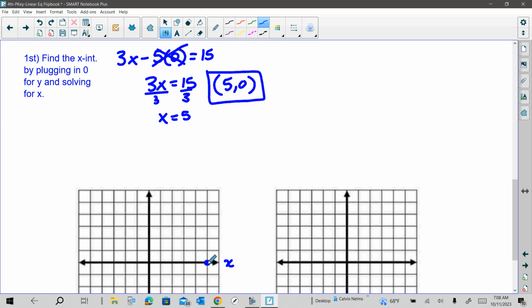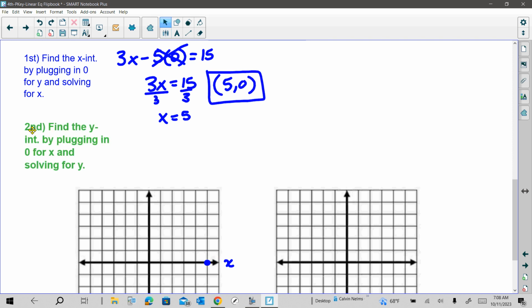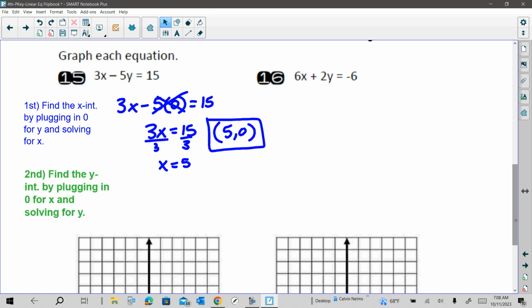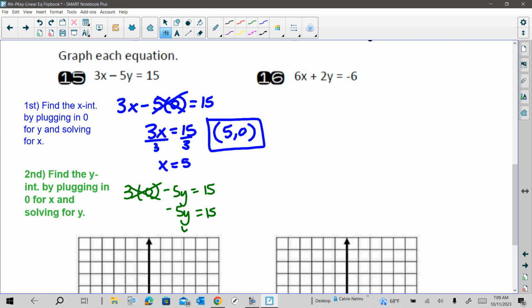But we need to do not just the x-intercept, we also need to do our y-intercept. So for the y-intercept, we're just going to do the opposite. We're going to plug in 0 for x and solve for y. So whatever variable you're solving for, the other one has to become 0. So I'm going to now have 3 times 0 minus 5y equals 15. And remember, by plugging in 0, that's gone. So we have, watch your sign, negative 5y equals 15, which means my y-intercept is -3. So that would be the point 0, comma, -3.